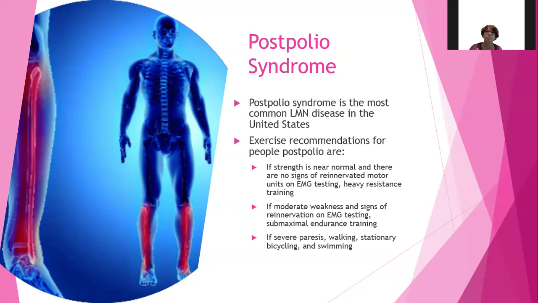Exercise recommendations for people with post-polio: if their strength is near normal and there are no signs of reinnervated motor units on EMG testing, then you can do heavy resistance training. If there's moderate weakness or signs of reinnervation in EMG testing, then you do submaximal endurance training, so low weight, high rep. If you have severe paresis, walking, usually with an assistive device, stationary bicycling, and swimming is a wonderful exercise.